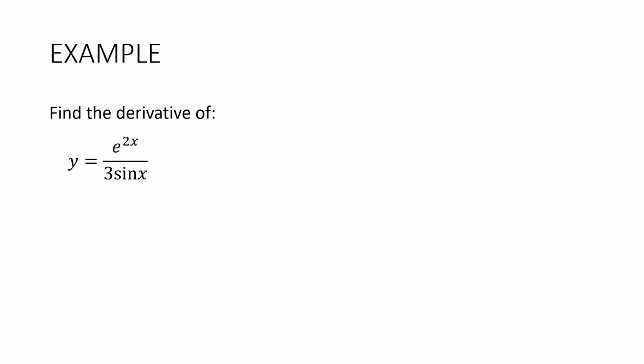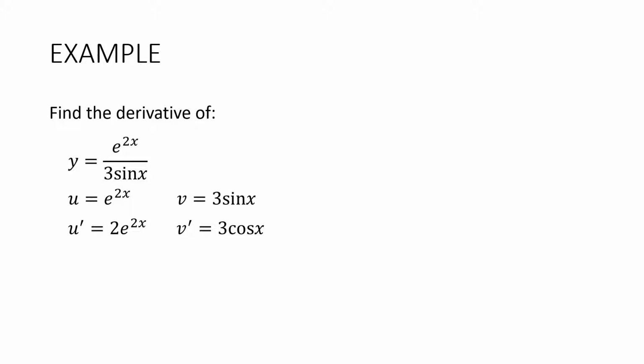Here's another one. Find the derivative of y equals e to the 2x divided by 3 sine x. So u will be e to the 2x and v will be 3 sine x. Derivatives. Now, I've done this one straight in one line because you start to get very familiar with it. E to the 2x, I do the derivative and it becomes e to the 2x, and then multiply by the derivative of the second function, which is 2, and bring it out the front. Derivative of 3 sine x is 3 cos x.